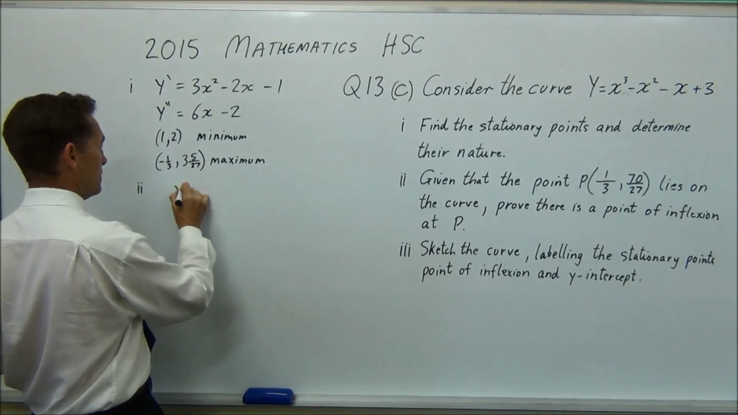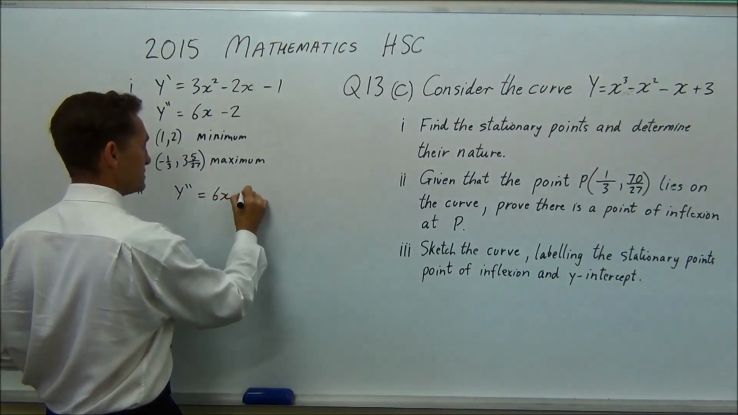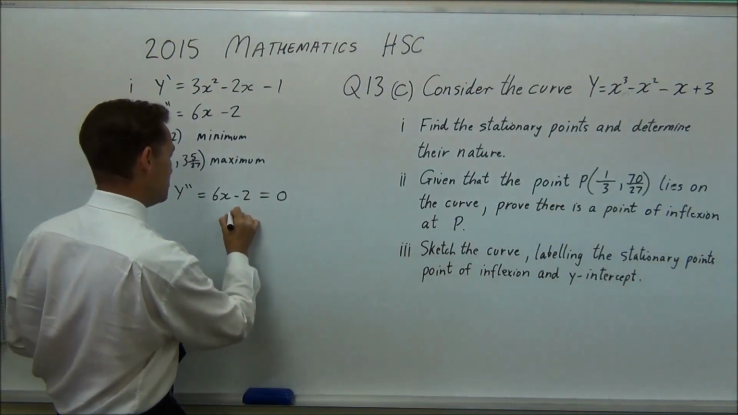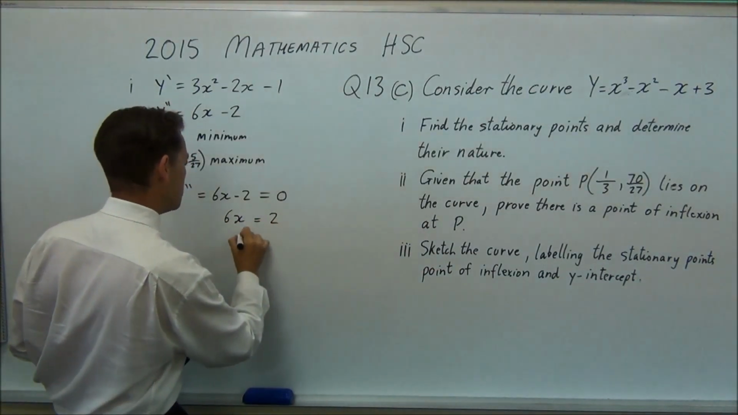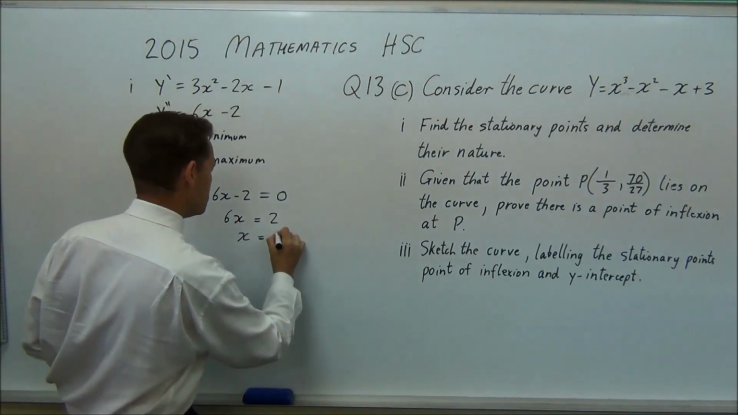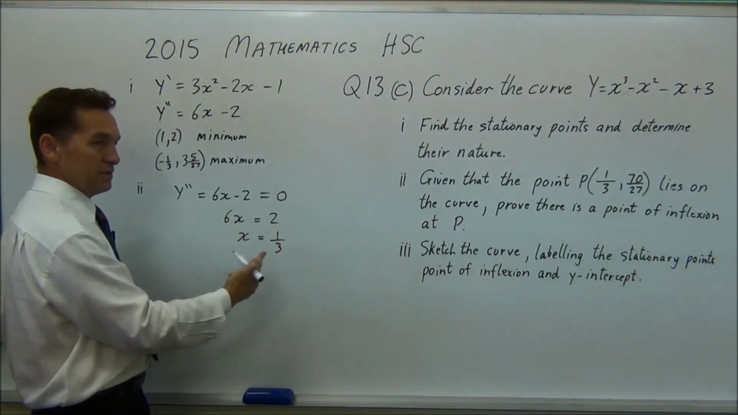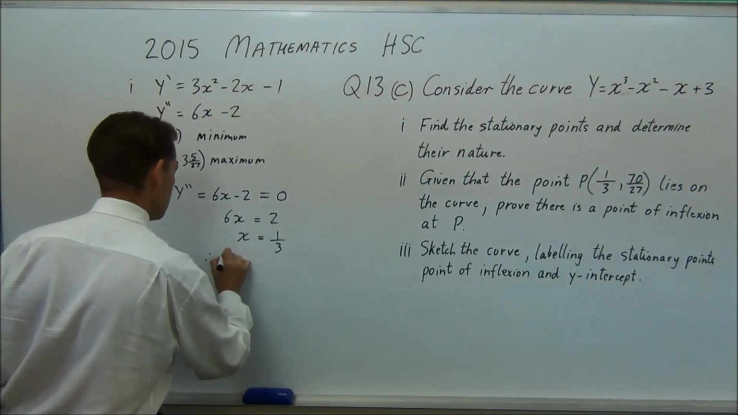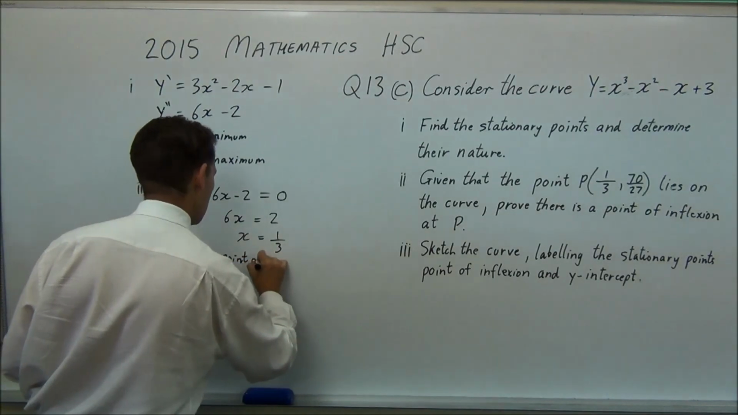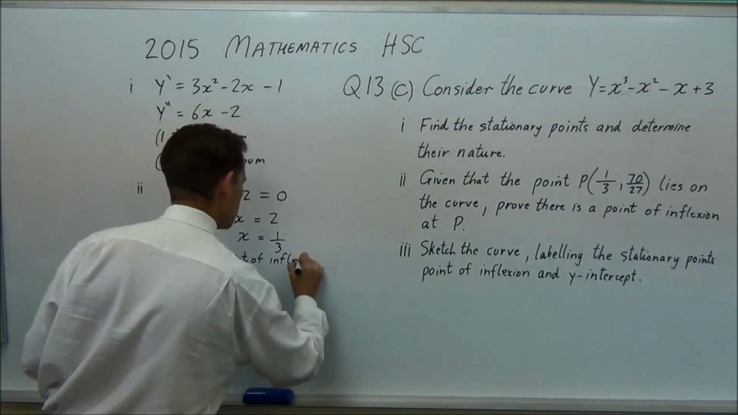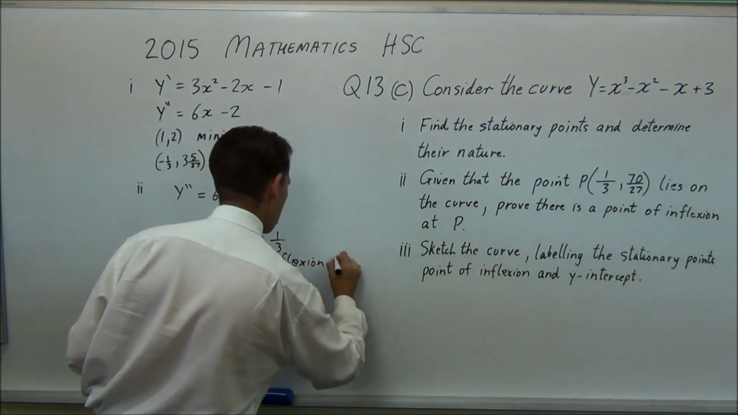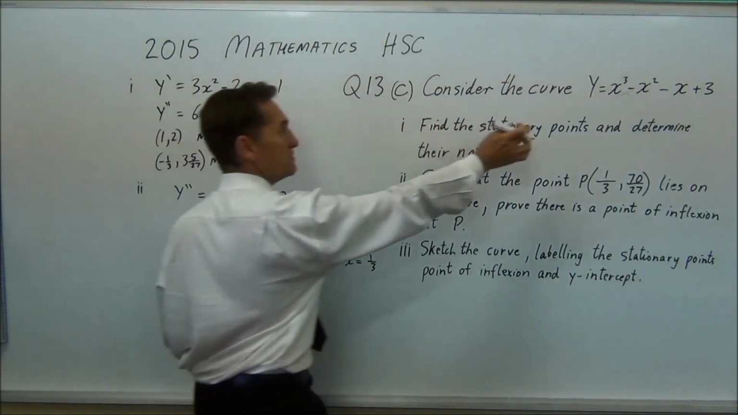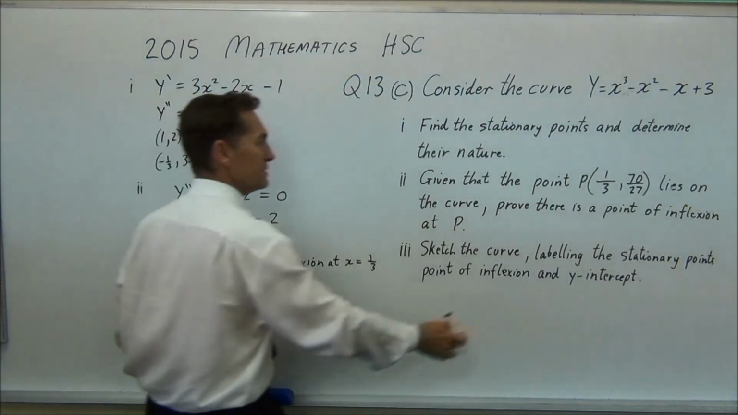So I would say y double dash equals 6x minus 2 equals 0, and then solve this to find our x value. 6x equals 2, x equals 2 divided by 6 is 1/3. So you can say, therefore, there's a point of inflection when x equals 1/3. You'd actually say that, therefore, point of inflection at x equals 1/3.